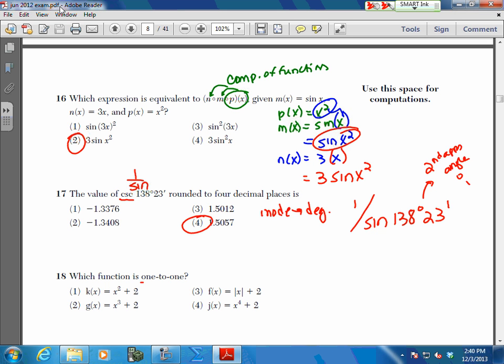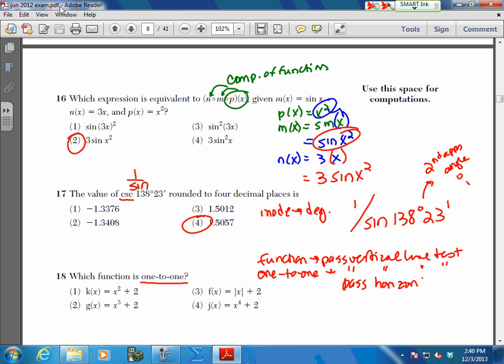Number 18 asks you about one-to-one. To become a function, you need to pass a vertical line test. To become a one-to-one, you need to pass a vertical line test, and you need to also pass a horizontal line test. So you can graph those because they're all y equals, and you can see which one passes both.